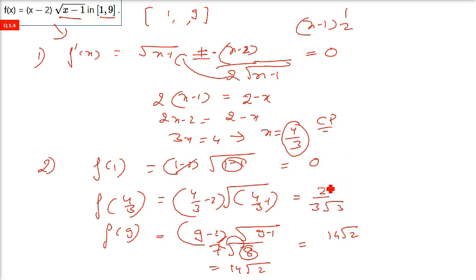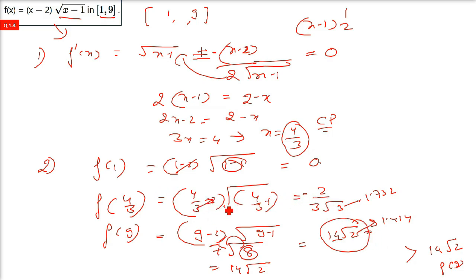How did I come to know? Because under root 2 value is 1.414, that you already are aware. Similarly, under root 3 is 1.732. If you have the possibility of having a calculator, you can calculate, but by observation also it's quite clear that we have the lowest number as 0 and the highest number as 14 root 2. So the highest number is 14 root 2, which came with f(9), or putting 9 we got this number. Then we have this, negative 2 by 3 root 3.